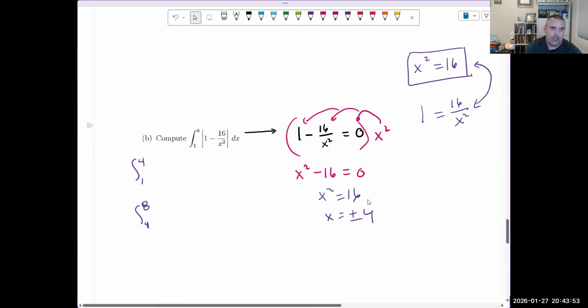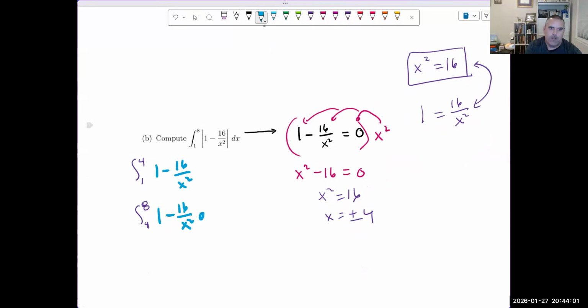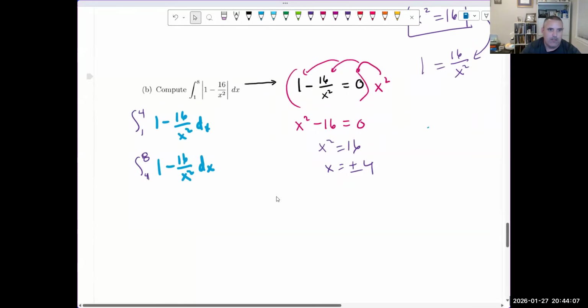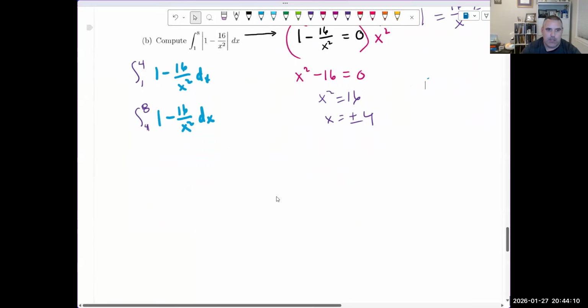Yep, two integrals. So then you're just going to do two integrals. You're going to do this one and this one. And the way I did it in class is I just do all the work and then at the end I interpret, try to make everything positive. I'm sure we'll do some of that tomorrow.